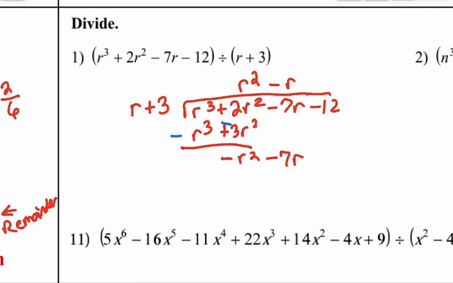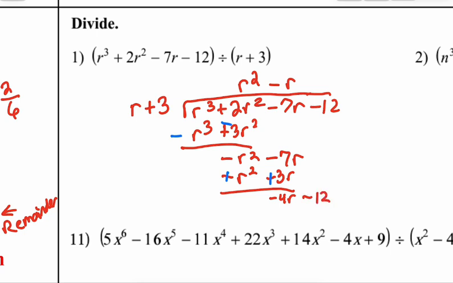Negative r times r is negative r squared. We did it. We matched. Negative r times 3 is negative 3r. But in algebra, when we're subtracting this next piece, we have to multiply by negative 1 or change the signs of both. Negative r squared minus and positive r squared cancel out. Yay. Negative 7r and positive 3r is negative 4r. Bring down the negative 12.